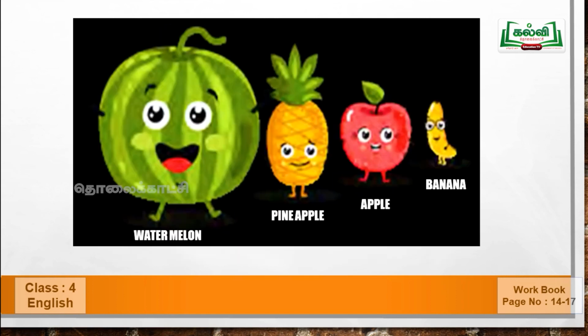Children, look at the next picture. There are 4 fruits. What are they? Watermelon, pineapple, apple and banana. Where is the watermelon? Watermelon is before pineapple.